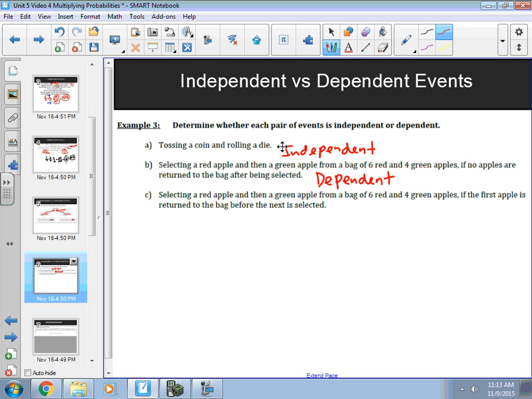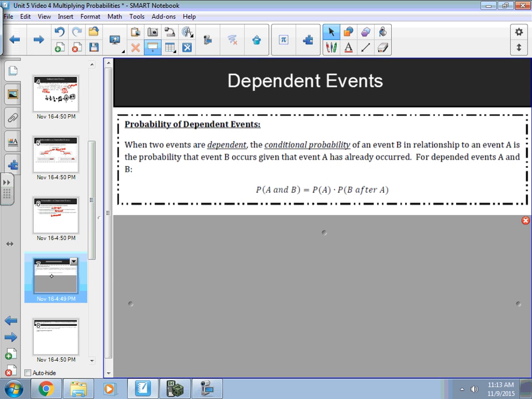If we read through C, it's the same problem, except that after the first selection, the apple's returned to the bag before the next is selected. Well, if you return it, the second person now has the same chances for the second one. This would now be independent. So when you replace, we call it with replacement, then it becomes independent. If it's without replacing it, then you say it's dependent. Okay, so we kind of know the difference now. Let's try some of these dependent problems out.